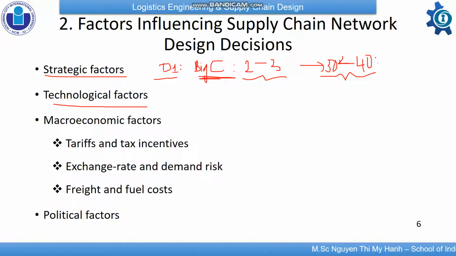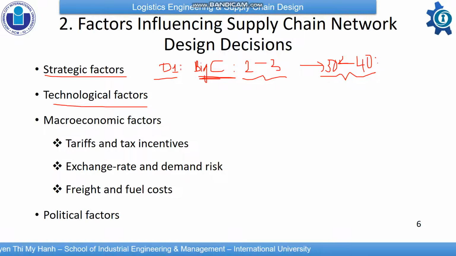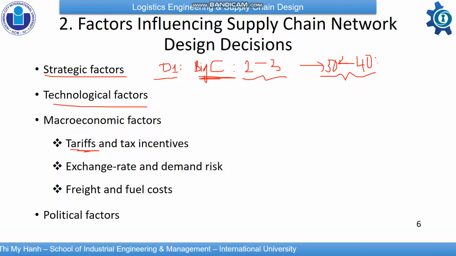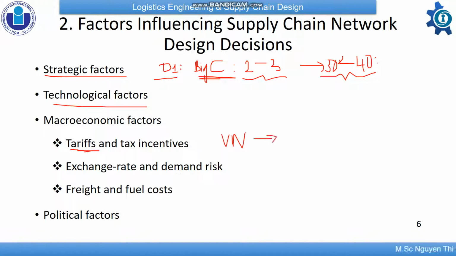And the third factor is microeconomic factors. Here we separate it into three smaller factors. The first one is tariffs and tax incentives. Tariffs are the duties that a company has to pay when it wants to move products across international borders. For example, when you want to export a product from Vietnam to the UK, you have to pay a tariff.